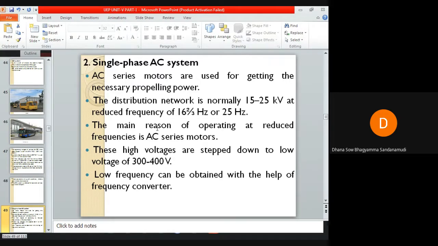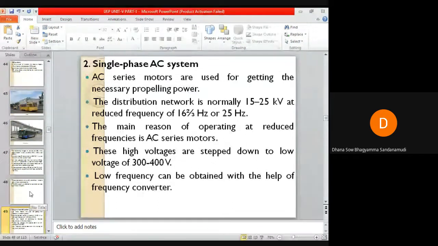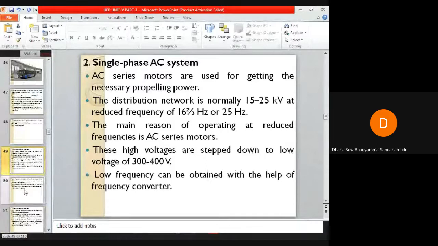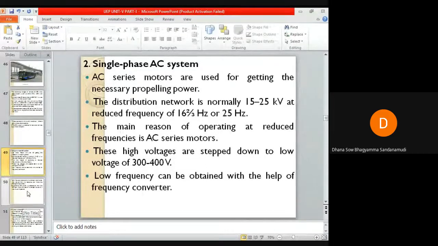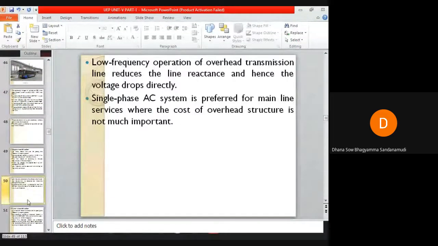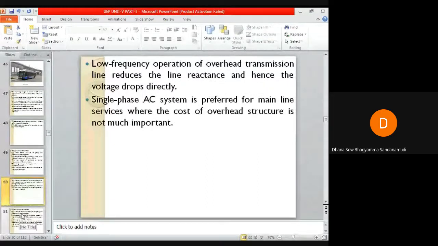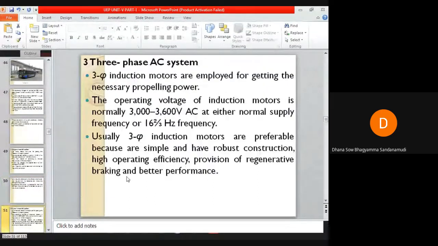So let us discuss the three-phase AC system.